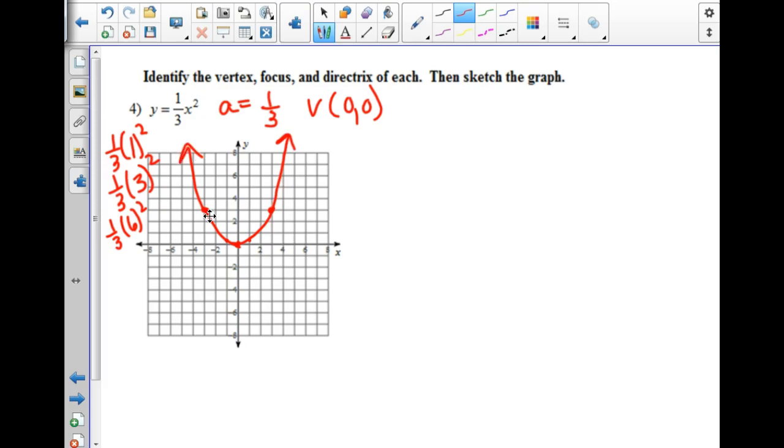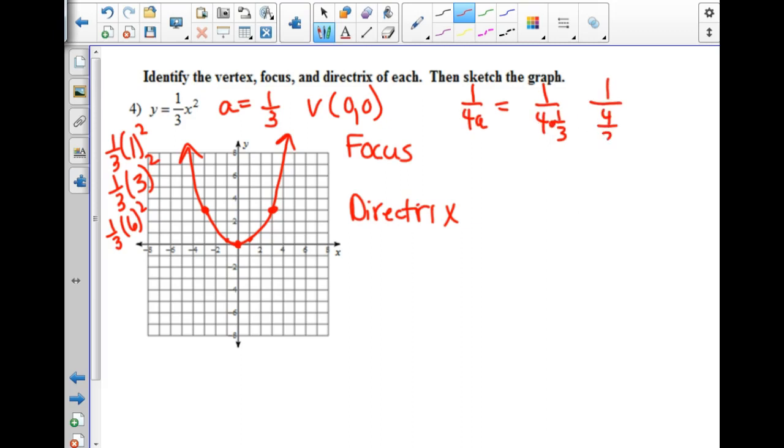Okay, so I've got some nice accurate points. I only had 3 this time because 5 didn't fit, but I did kind of estimate where those 2 were. All right, so I got the graph sketch. Now I'm going to find the focus and the directrix. Well, I need to find out what 1 over 4a is to do that. So 1 over 4 times a is going to be 1 over 4 times 1/3. Well, 4 times 1/3 is 4/3. But I can't leave a fraction in a denominator.